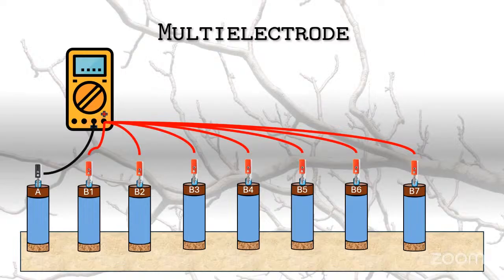Also, this type of array significantly reduces the error due to changing electrodes. Excellent.